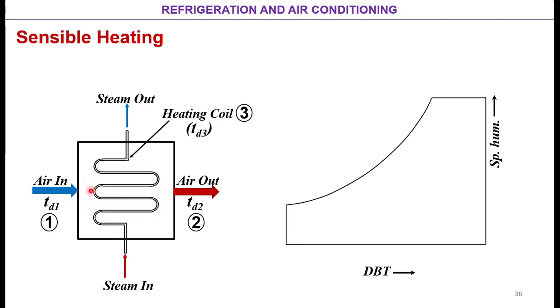As the air comes in contact with the hot surface of the coil, the air picks up the heat. Air picks up the heat from the hot surface, and it is then heated to the required temperature, that is nothing but TD2.